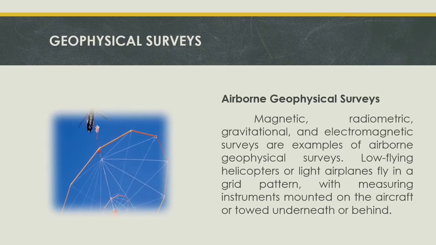Airborne geophysical surveys. Magnetic, radiometric, gravitational, and electromagnetic surveys are examples of airborne geophysical surveys. Low-flying helicopters or light airplanes fly in a grid pattern with measuring instruments mounted on the aircraft or towed underneath or behind.